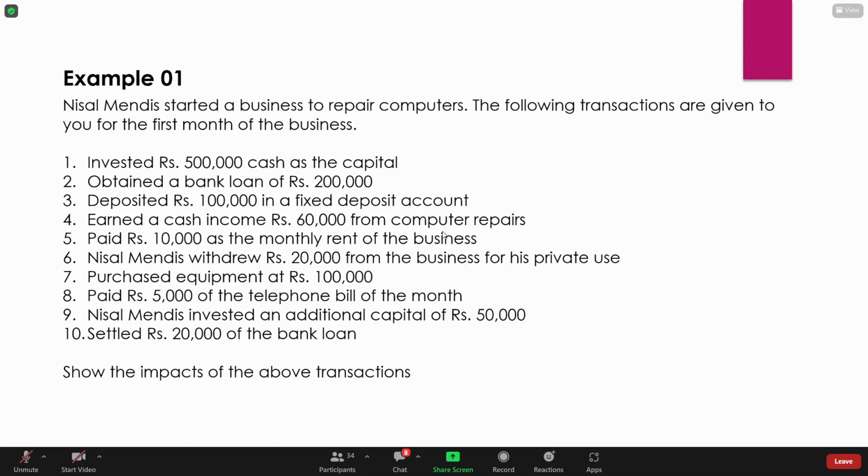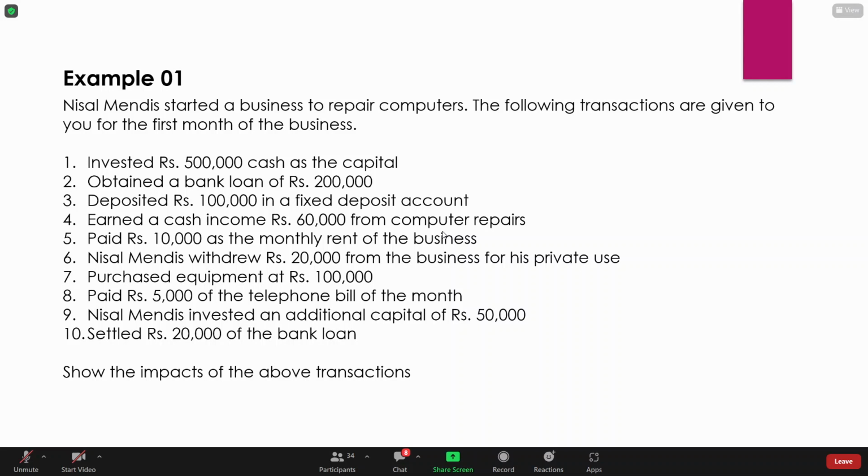Then paid 5,000 for the telephone bill expense. Now we have not touched expenses. Therefore, what do we do? We reduce the cash asset by 5,000, and we also reduce the equity because the profitability goes down. So cash goes down by 5,000, equity goes down by 5,000. So the things will get nullified.